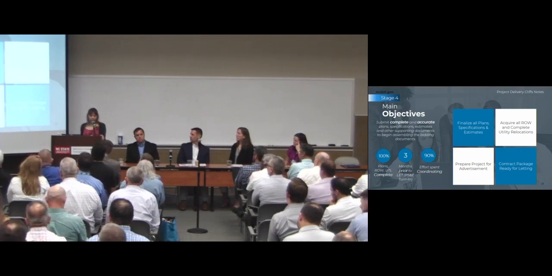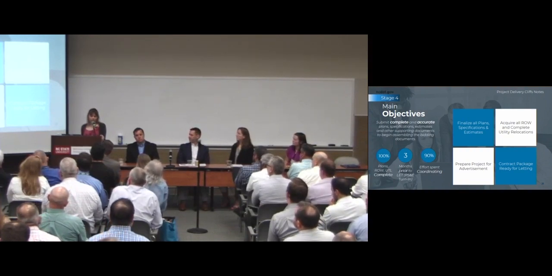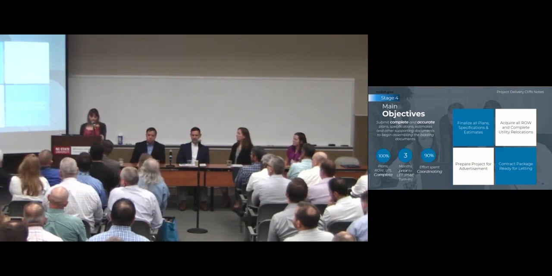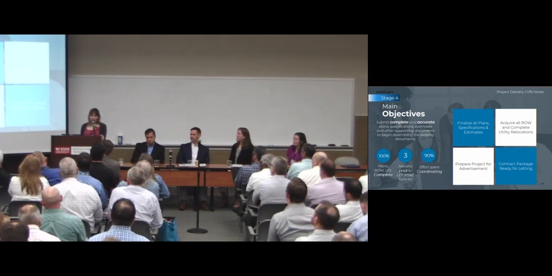They also ensure that right-of-way is acquired and all necessary utility relocations are complete. All of this goes into preparing the project for advertisement and ensuring that the contract package is ready for letting. To ensure that the project is going to be successfully let, it is vital for project managers and project team members to do everything that they can to ensure that we have 100% of our plans, right-of-way acquisitions, and utility relocations completed, and all other supporting documentation submitted to contract standards by PS&E, which is 3 months prior to let.